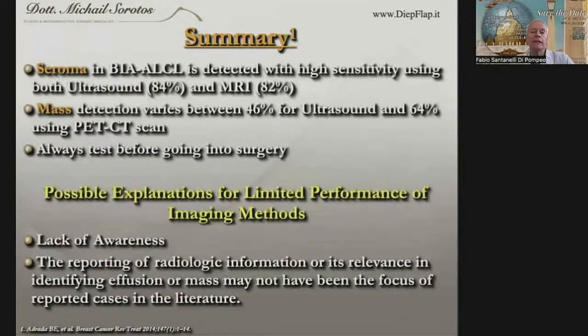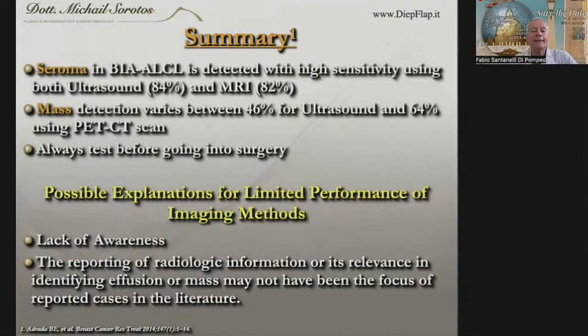So we can summarize that in case of seroma and suspicion of BIA-ALCL, the BIA-ALCL is detected with a high sensitivity using both ultrasound, 84%, and MRI, 82%. So those two exams are very important to be run. For presence of a mass, the detection varies between 46% for ultrasound and 64% for PET or CT scan. Something that is very important, it is mandatory before going to surgery: any patient with any suspicion of the presence of a mass or a seroma should be tested before surgery with those two exams.